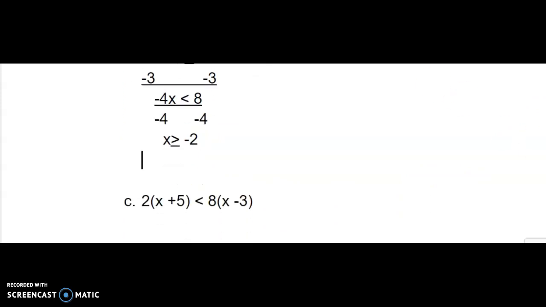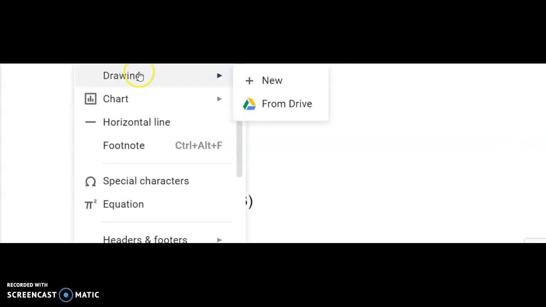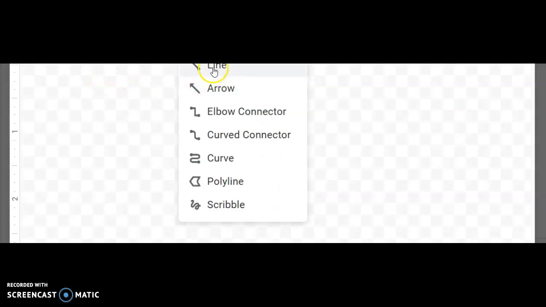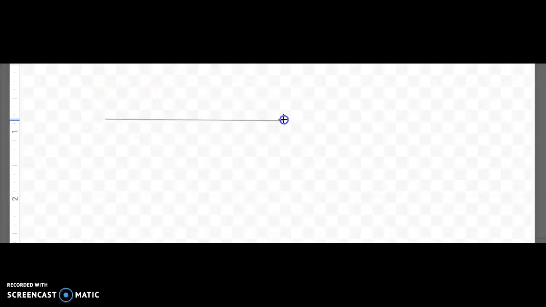So now I'm going to grab, insert, drawing, new. So I will get the number line. Again, I'll do the same thing. I will put only 3 points so you can get the idea. In the middle here, that is number 0. On the left will be my number negative 2. And on the right, it will be positive 2.